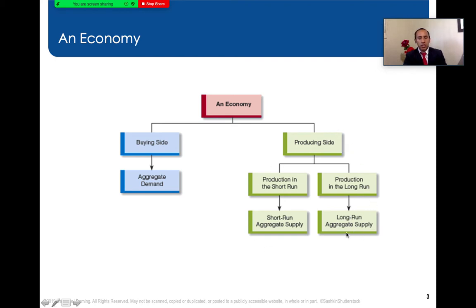So we have the production side, the production area, and then we have the consumption buy-in side on the aggregate demand side. Both of them meet together in the economy, buyers and sellers, aggregate supply and aggregate demand, to interact for mutual exchanges in a market economy.